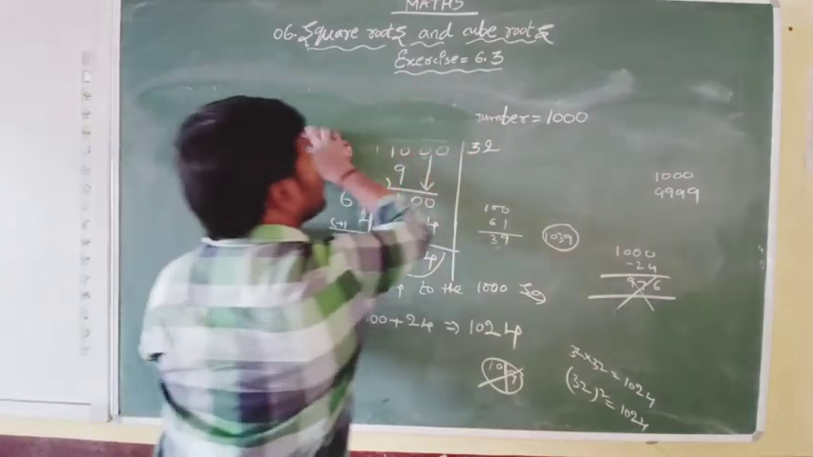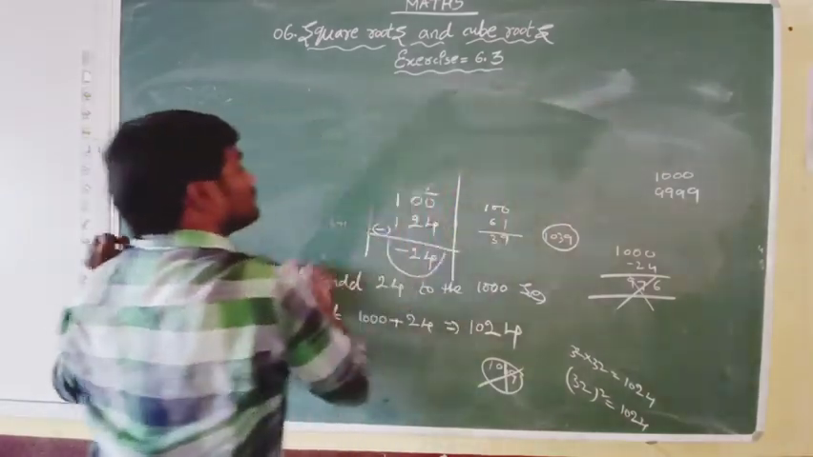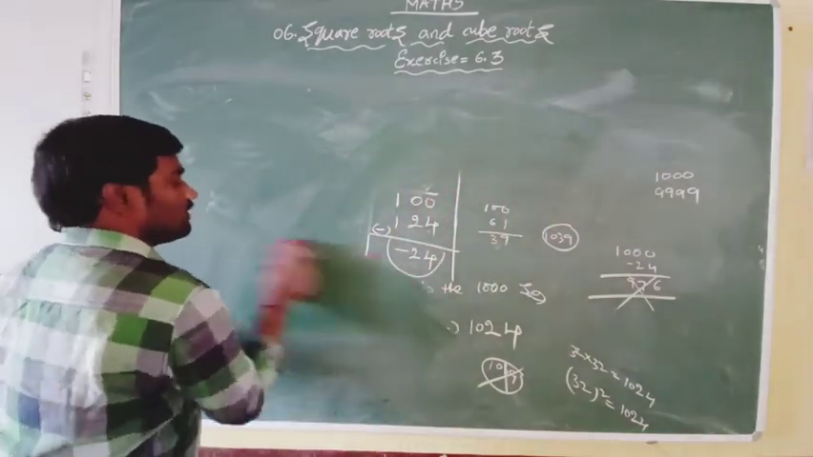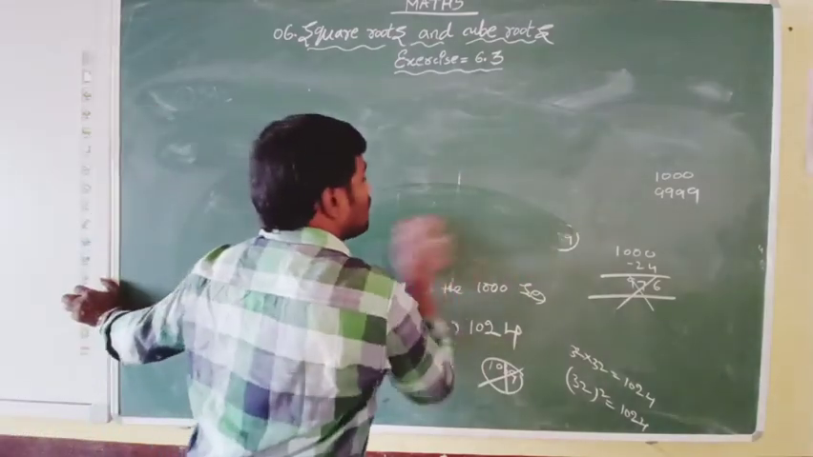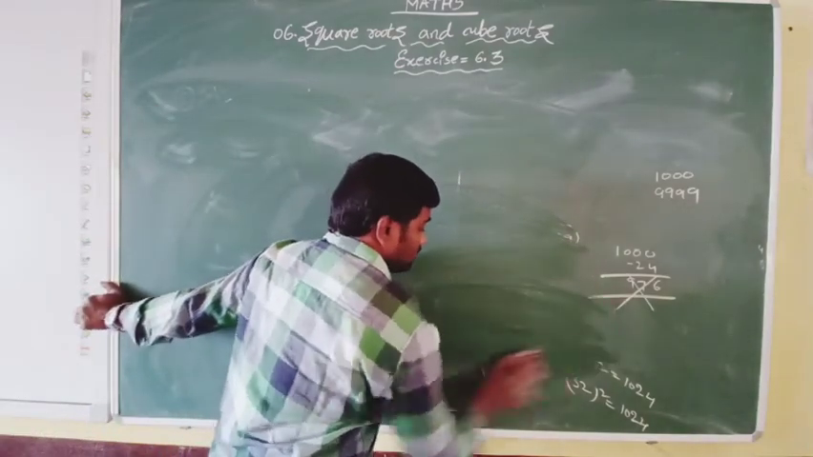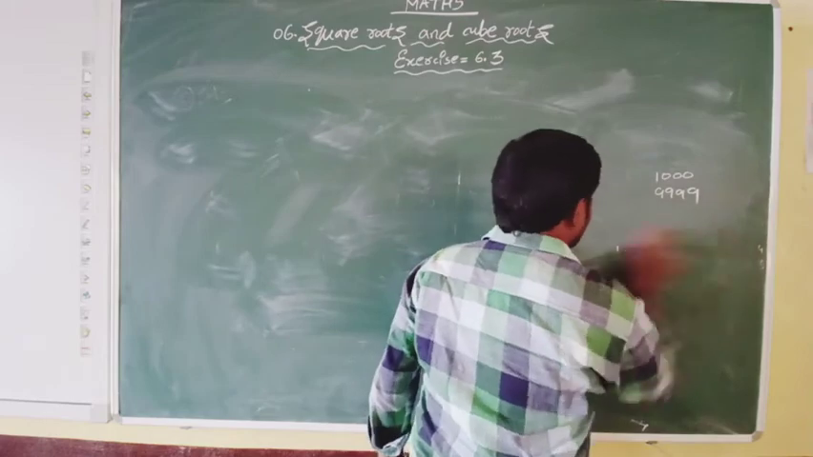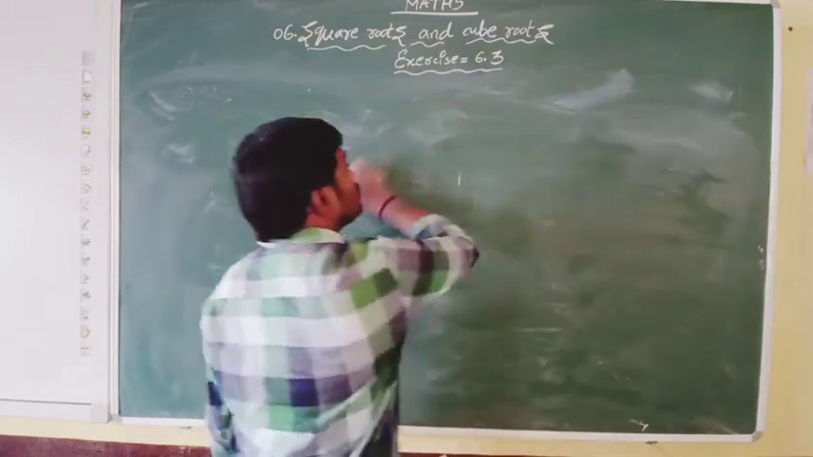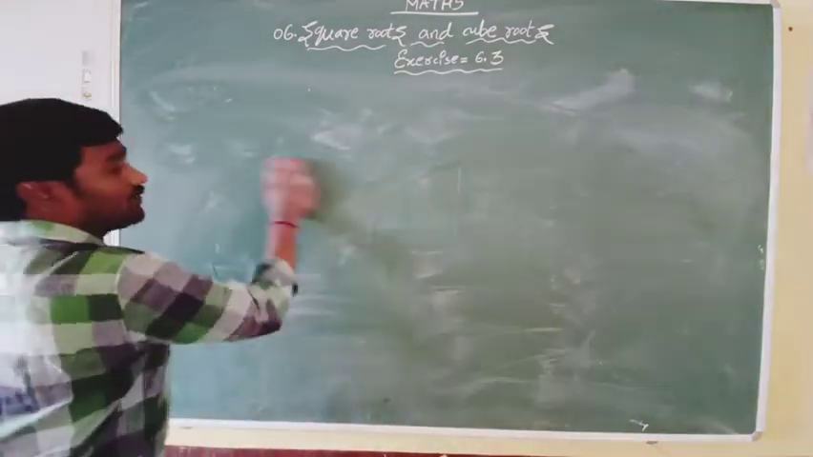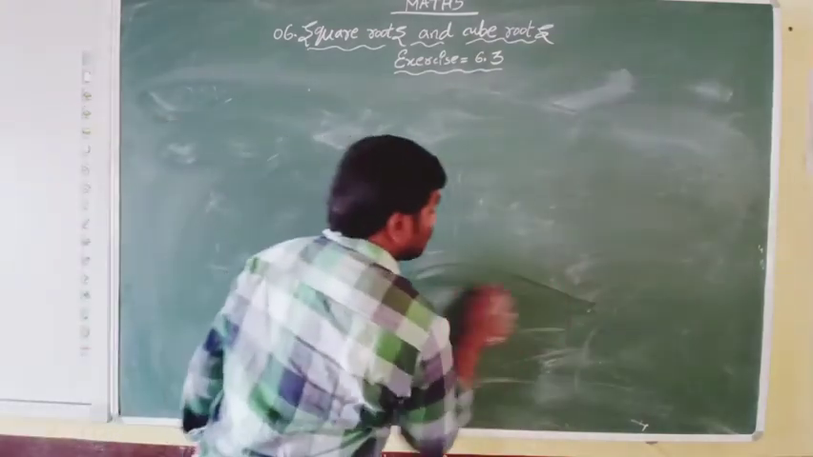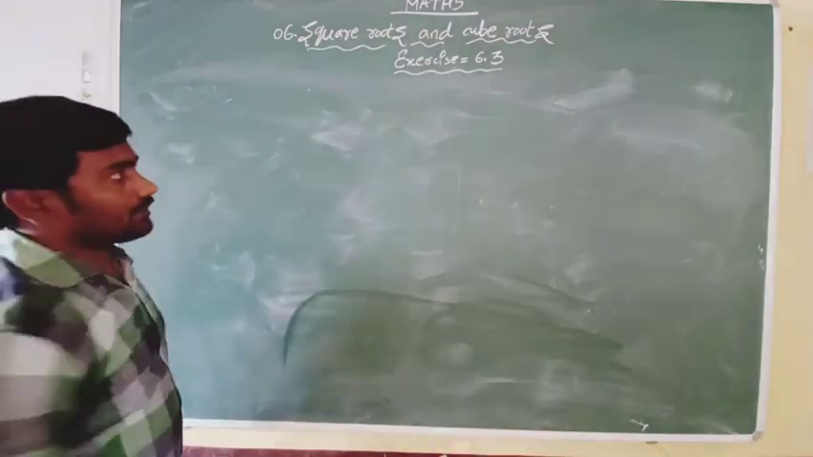Just practice and do it. In the same way, we will have one more question further on, and there you will understand how I have done it. Okay, so remember that we need the least 4-digit number.